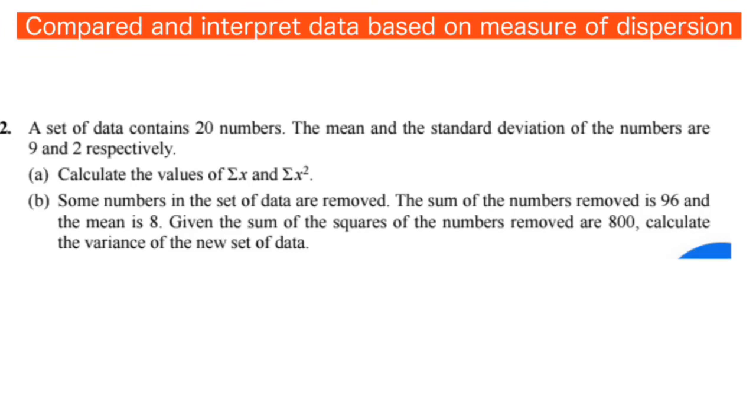Okay, for question 2, a set of data contains 20 numbers. The mean and the standard deviation of the numbers are 9 and 2 respectively. Calculate the values of the sum of the data and the sum of the data square. For B, some numbers in the set of data are removed. The sum of the numbers removed is 96 and the mean is 8. Given the sum of the squares of the numbers removed is 800, calculate the variance of the new set of data.